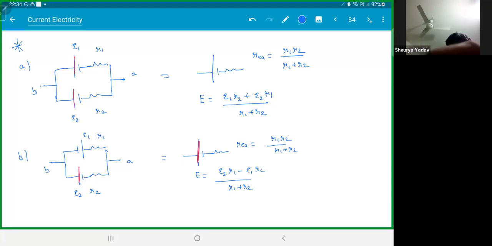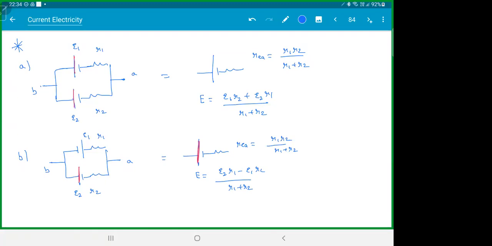Sir, this is something like reversing polarity in capacitors. Yeah, it's somewhat similar, but the voltage across the capacitors is different.